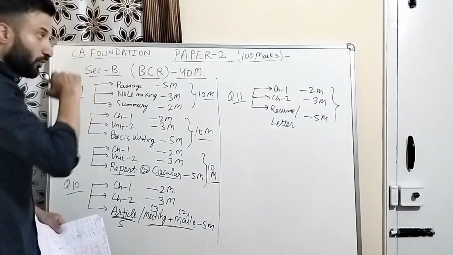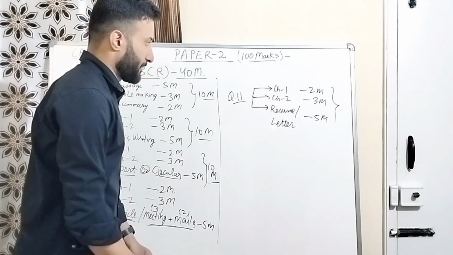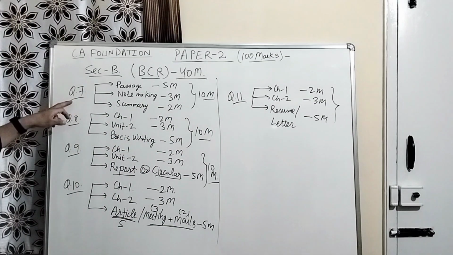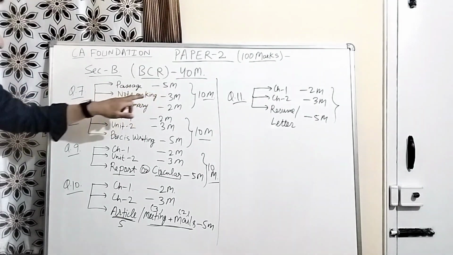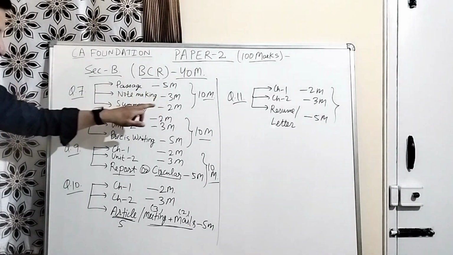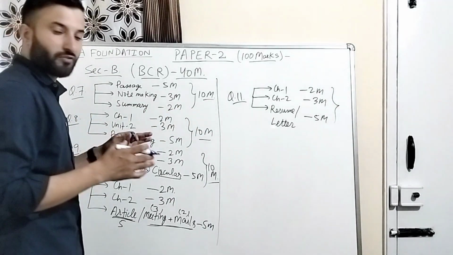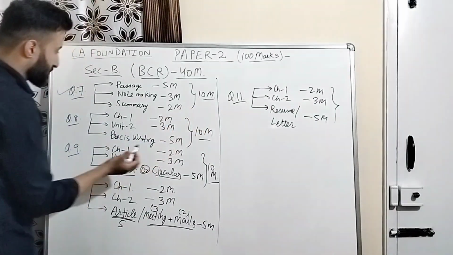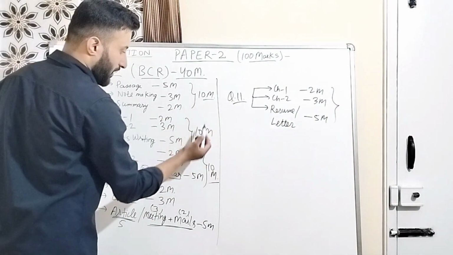Okay, so this is the question pattern. This is how the question pattern and the weightage will come. Question number 7 you have 3 parts. Passage for 5 marks, note making for 3 marks, summary for 2 marks. So what I will prefer you is to do this question number 7. See here you have questions 1, 2, 3, 4, 5. All questions of 10 marks.